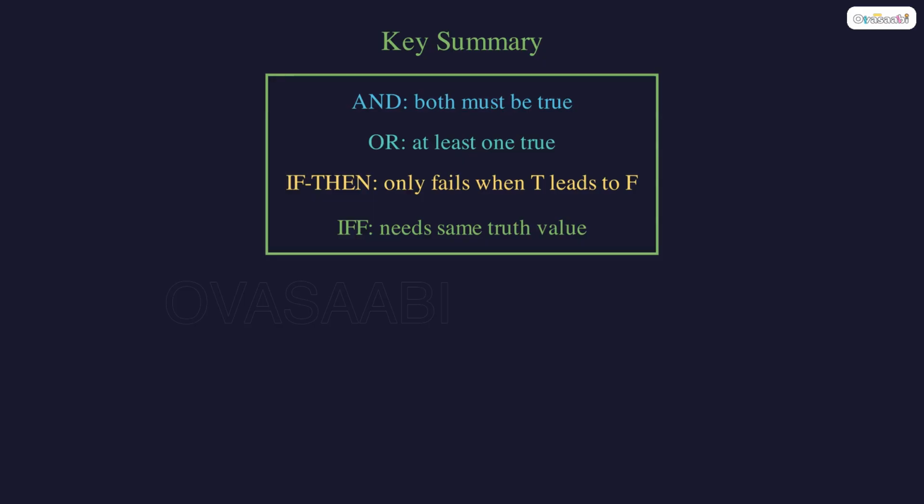Remember, and is strict, both must be true. Or is kind, just one will do. Implication only fails when true leads to false. Equivalence needs a perfect match.